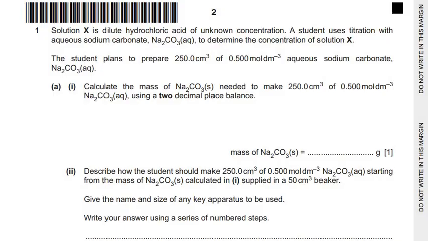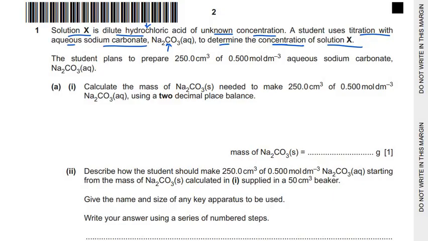So here is question 1 of the question paper 52 of the examination series 2024 October-November series. Question 1 is: solution X is a dilute hydrochloric acid of unknown concentration. A student uses titration with aqueous sodium carbonate to determine the concentration of solution X. Now X is hydrochloric acid, and we are supposed to determine the concentration of hydrochloric acid with the help of titration with sodium carbonate. Okay.